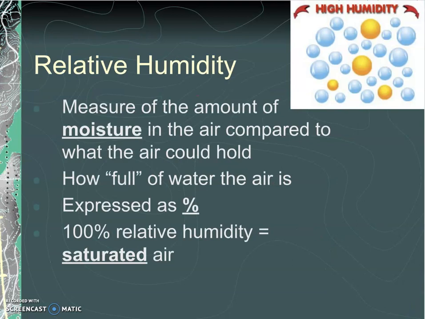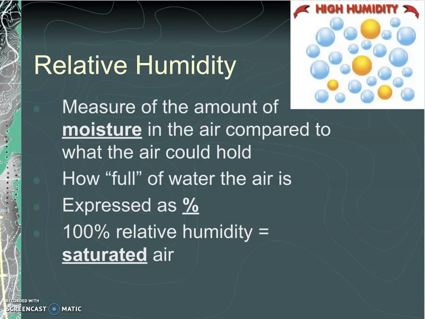Continuing on with our atmosphere is this idea of relative humidity. What relative humidity does is it measures the amount of moisture in the air compared to what the air can hold, because air itself can hold more or less humidity dependent upon how warm or cold that air is. So the warmer the air, the more moisture that air can hold. So it's relative to the temperature. Okay, that's what we mean by relative humidity.